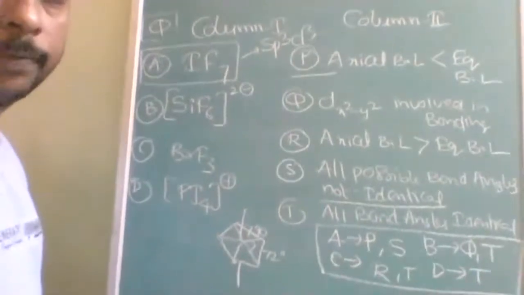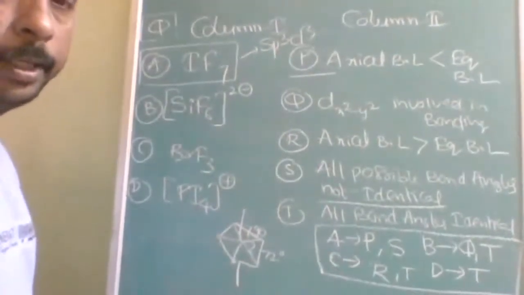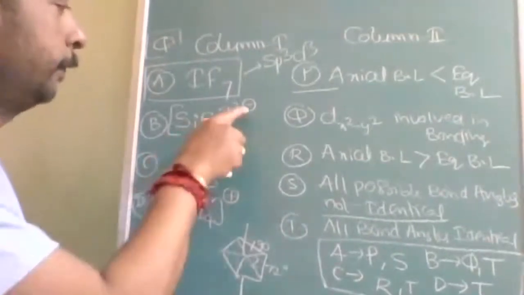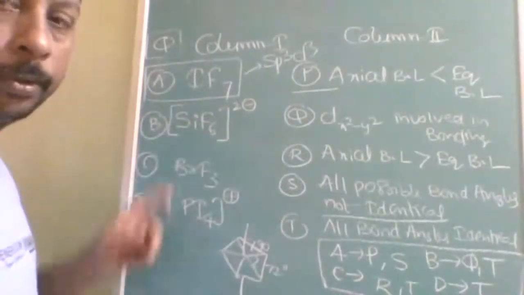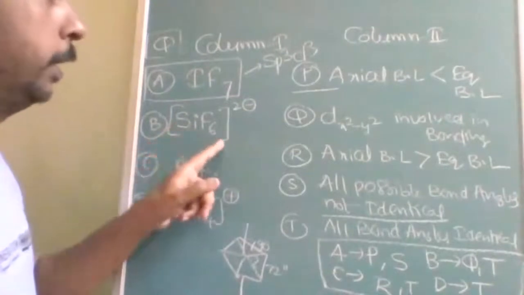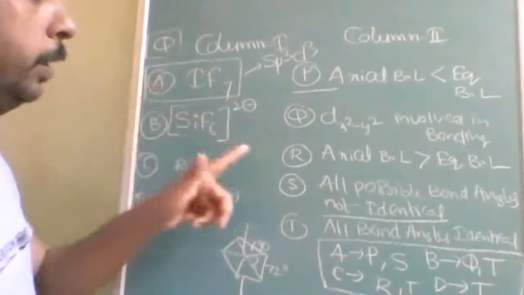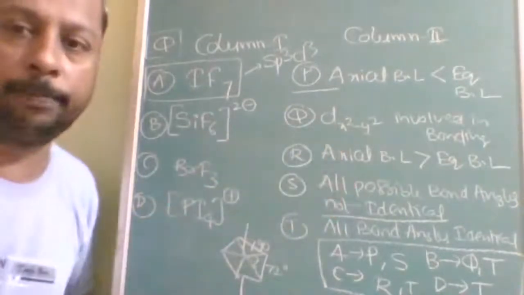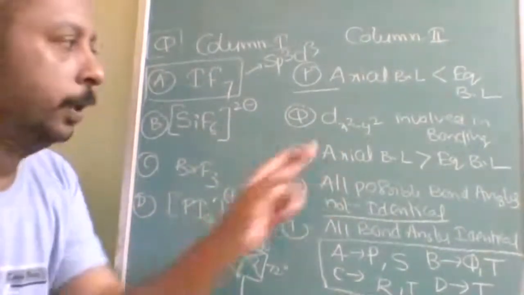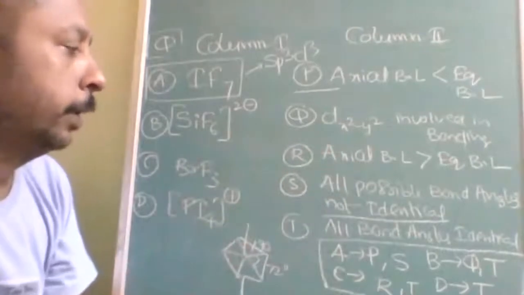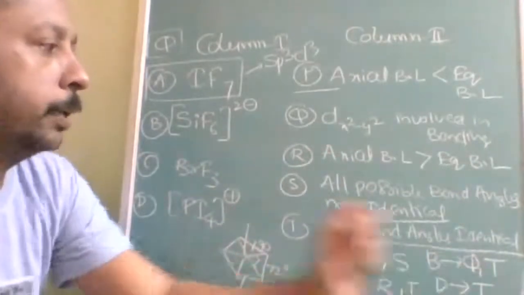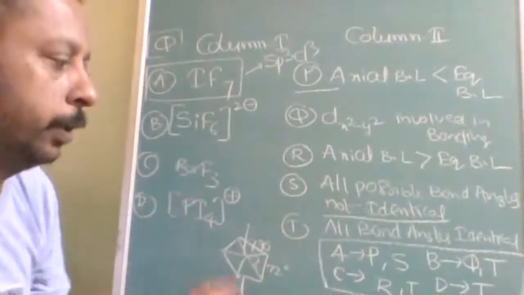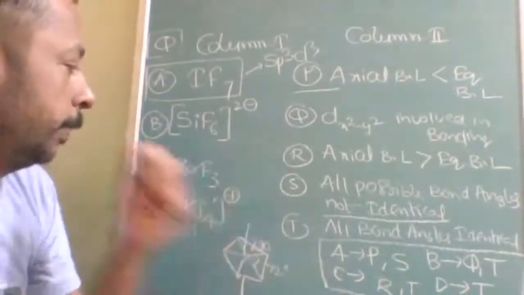Okay, now you check with your answer. A answer is already I told you P comma S. B answer SiF6 2 negative. So it will be sp3 d2. In sp3 d2, square planar is composed of dx square minus y square, and all bond angles are identical because all are 90 degree. Then C answer R comma T.